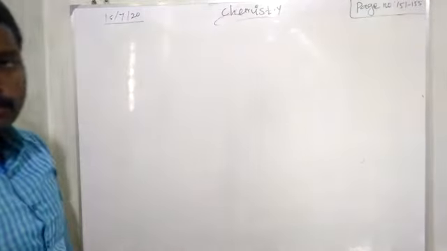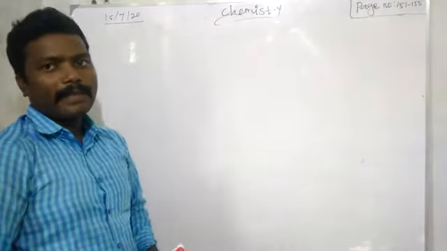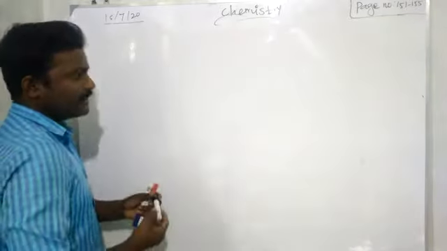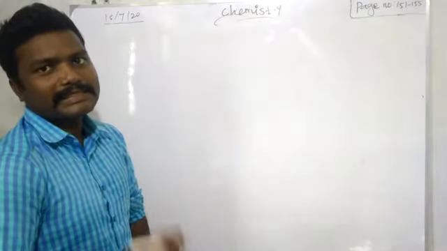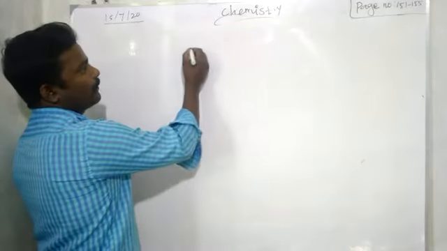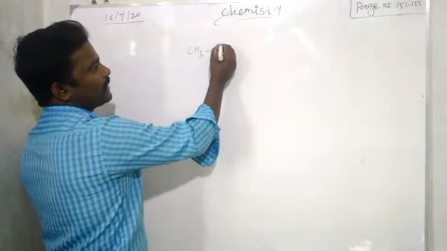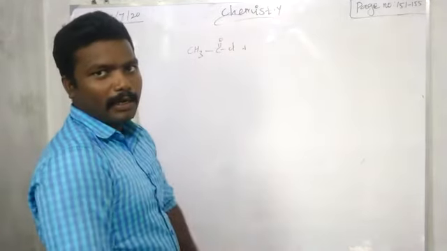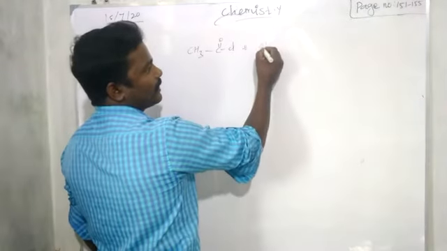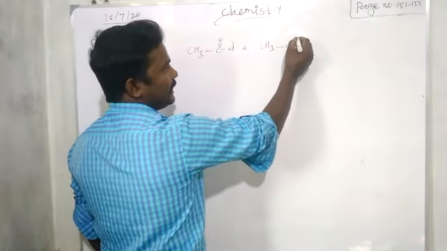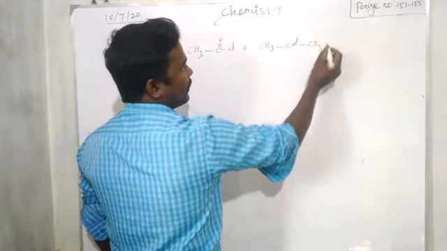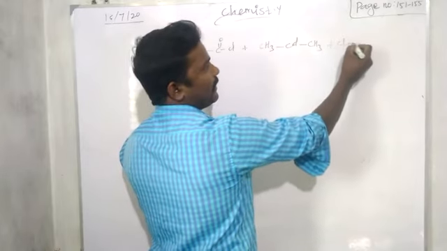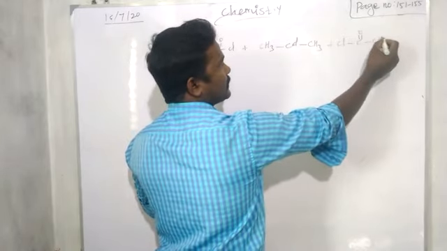So first we are going to treat acetyl chloride with dimethyl cadmium. What's the molecular formula for acetyl chloride? CH3COCl. Plus, what is the molecular formula for dimethyl cadmium? CH3CdCH3. We are going to take another one mole of the same acetyl chloride, so plus Cl, C double bond O, CH3.